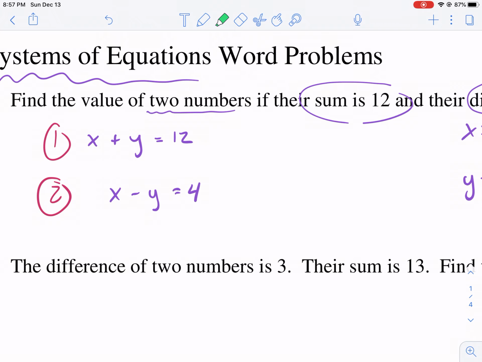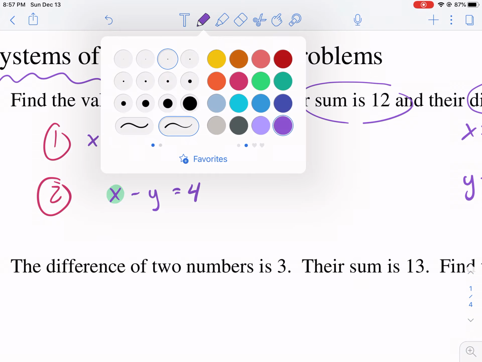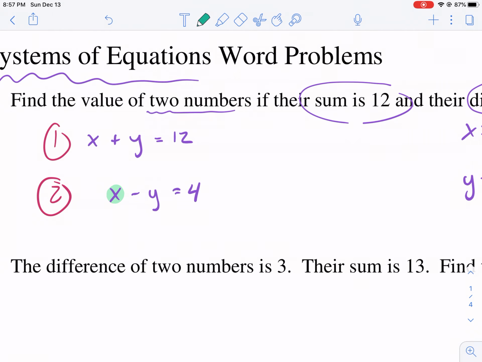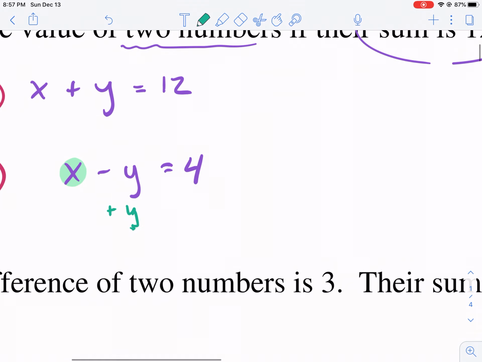So let me go ahead and highlight one of the ones that we should do. What I'm going to do here is solve for x and then substitute it into the other equation. So I'm going to do substitution just because it's pretty easily set up for it. Actually, elimination is probably easier, but I'll show substitution first. In the next problem, I'll do elimination. So I add y to both sides. I get x equals 4 plus y.